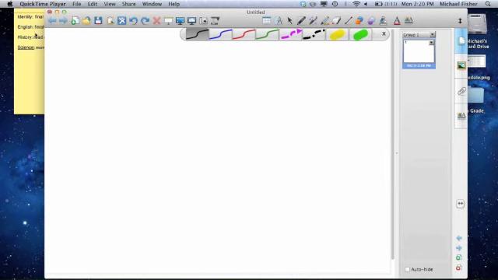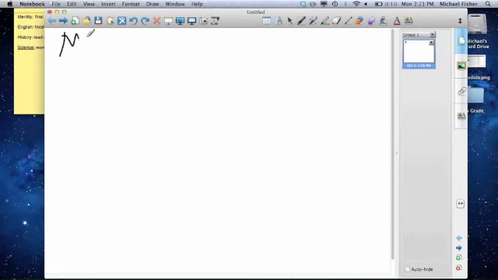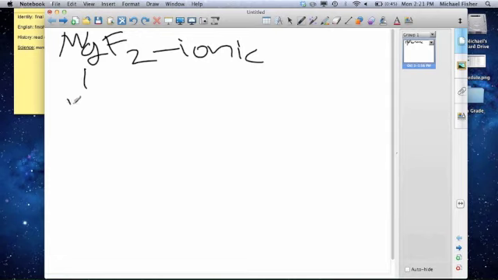Today we will be learning about ionic and covalent bonds and how to name them. So we are starting with the formula of magnesium fluorine 2 (MgF2). The first step is to determine whether this is an ionic or covalent bond. So we know that this is an ionic bond because magnesium is a metal and fluorine is not a metal. So a metal and a non-metal together is equal to an ionic bond.